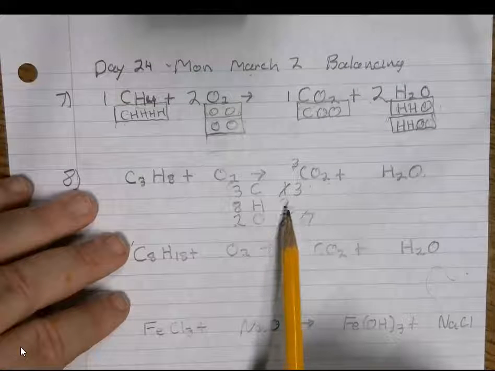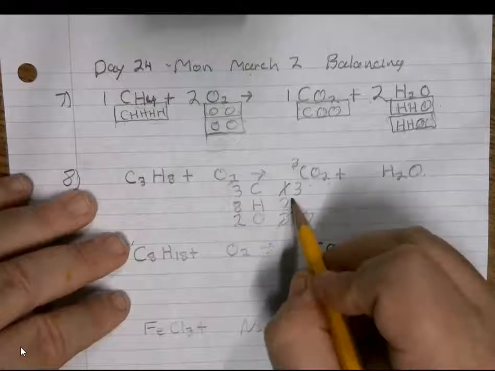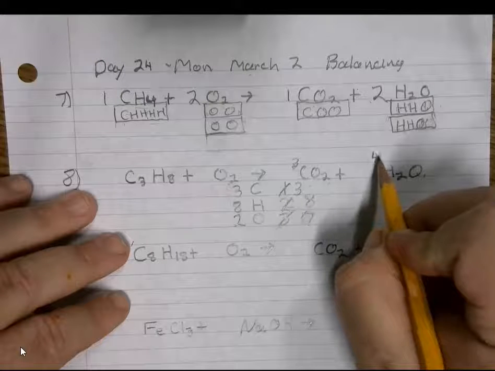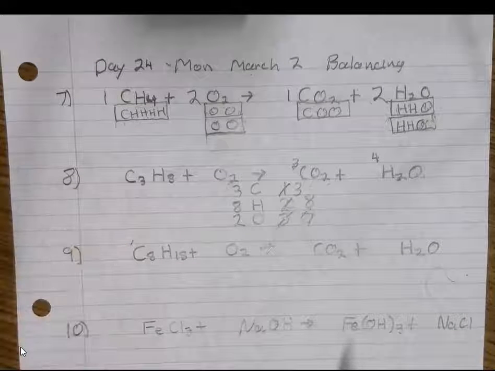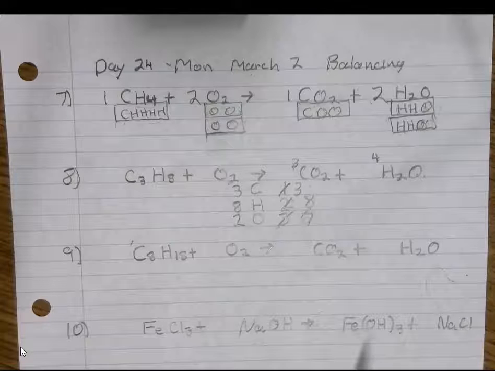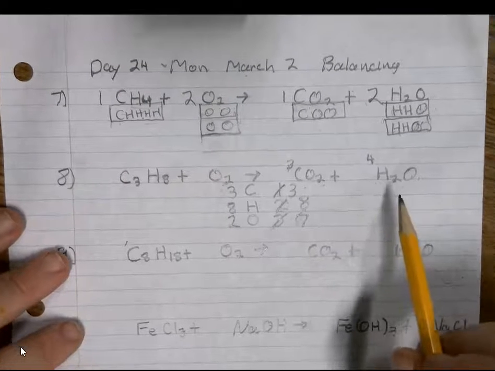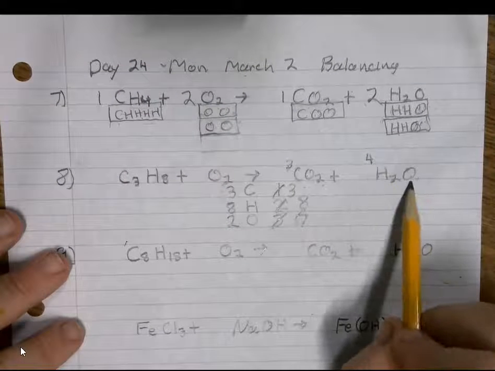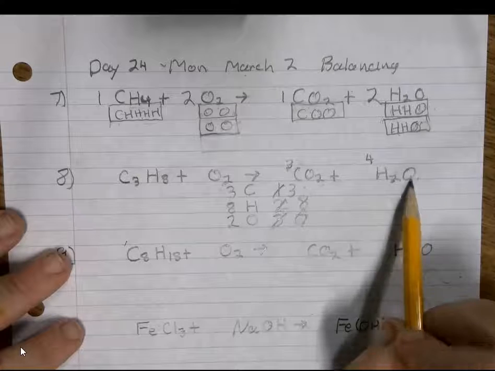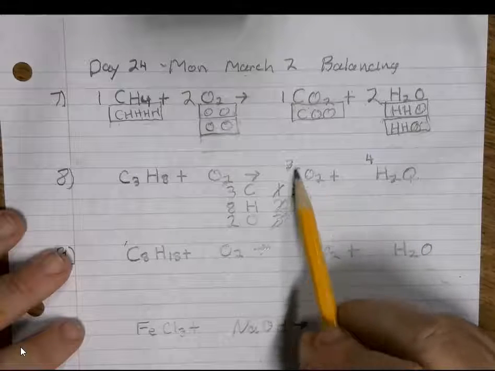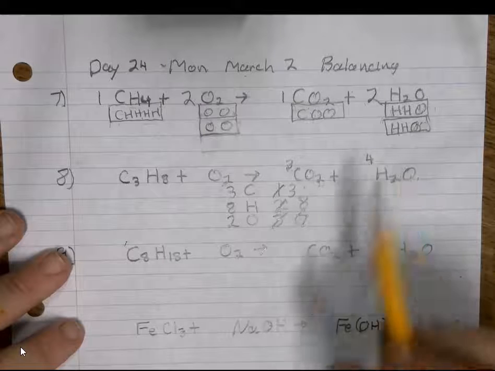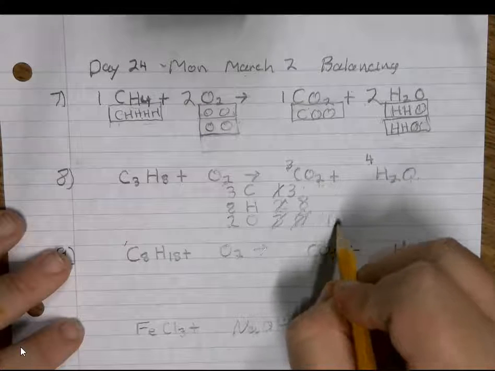So 8 and 2, you have to multiply this by 4 to make that 8. So you put the 4 right there. 4 times 2 gives you that 8 right there. So hydrogens are in balance. Carbons are in balance. Now we also have to change our oxygen here. So it's 4 times 1 is 4. And over here we have 3 times 2 is 6. So we have 6 plus 4 gives us, now we have 10 over here.